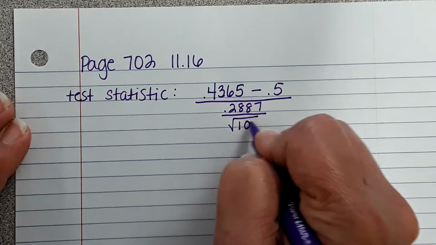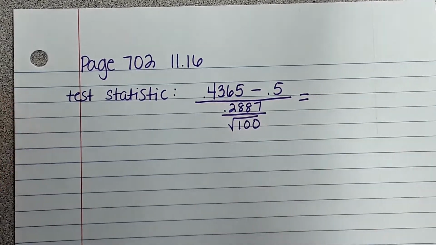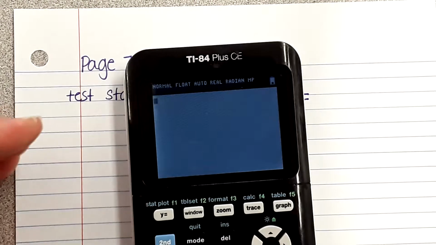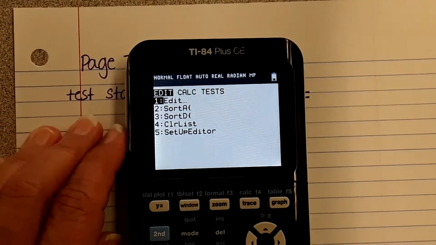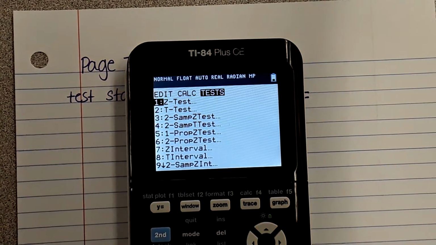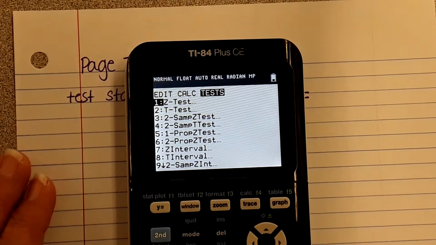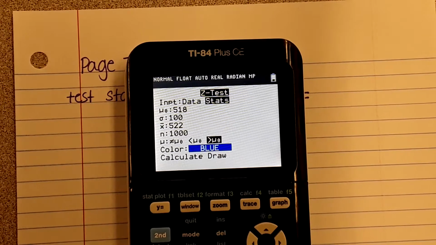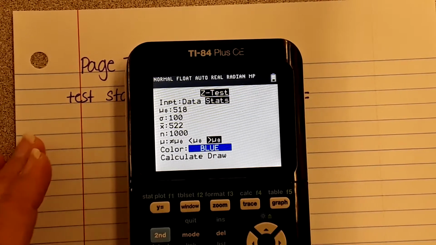100. Okay. Now, after you do this, let's go straight to our calculator, okay? We're going to do a significance test in our calculator. To find the significance test, you hit Stat. You're going to scroll over to Test, and it's a Z-test. So you found the test statistic, which is a Z. And then, did they give us data or stats? They gave us stats because we didn't enter anything into a list.